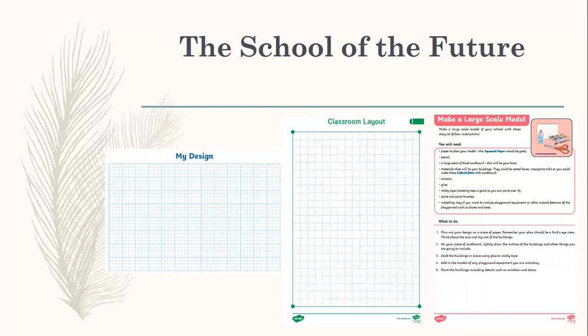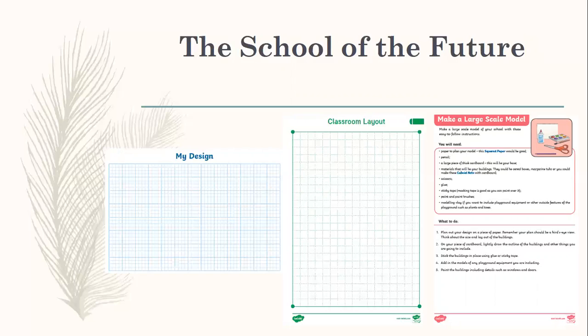And then your final task of the week is the school of the future. So as we know already, Earthlingborough Junior School has changed over the years. It's grown, it's much bigger than it was, the hall is in a different place. So what do you think the school will look like in the future?